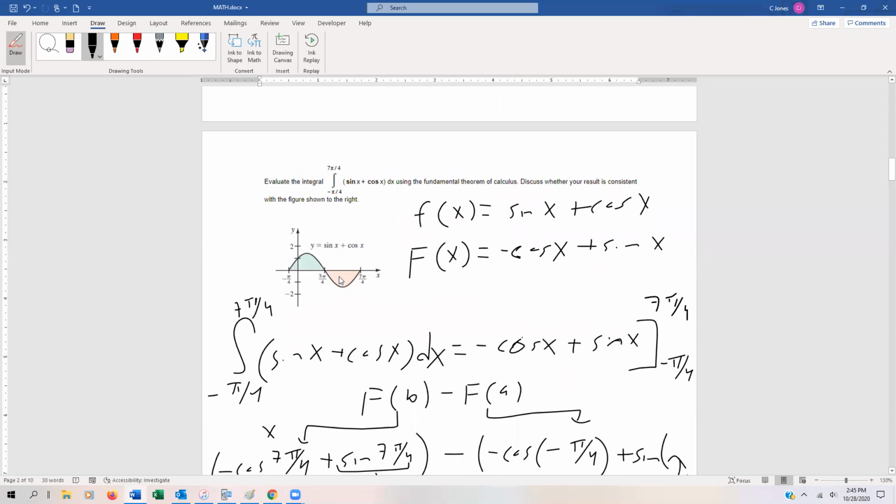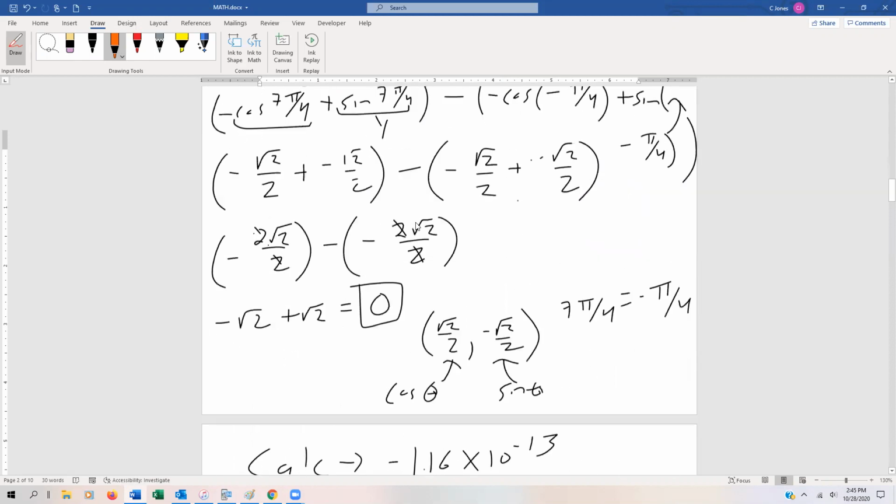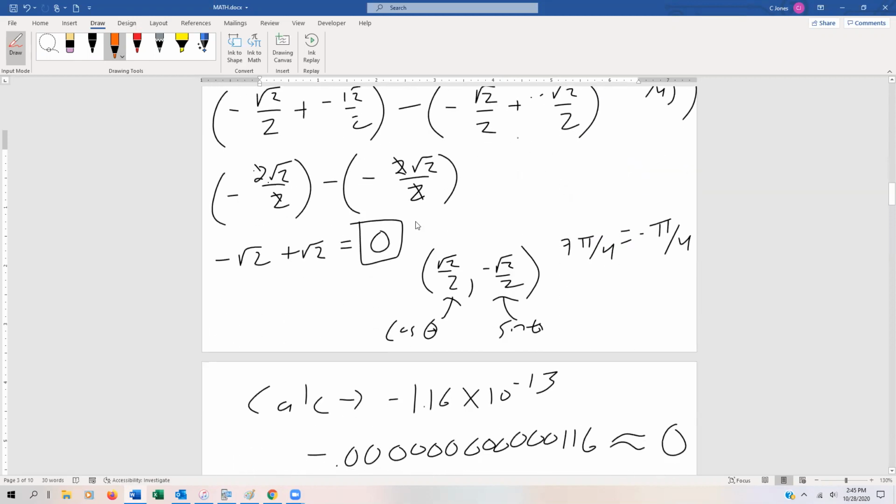It should be consistent because technically what's going on is that this is the square root of 2 and this is the square root of 2. Those two areas are root 2 and root 2, but because one of them is below the axis, one counts as a negative and the other counts as positive, hence we end up with the 0. So it does make sense that that should be our answer.